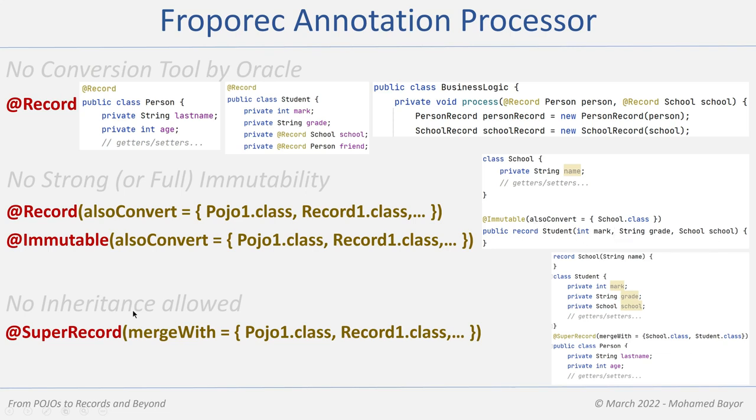And to finish, the third limitation can be bypassed with the @SuperRecord annotation. With this, you simply have to provide a list of Pojo and record classes through the mergeWith attribute. The result will then be a record class named PersonSuperRecord with all these fields combined. Also, here you see the @SuperRecord annotation applied on a Pojo class, but it can actually be applied on record classes as well. So far, it's the only annotation that can be applied on both types.